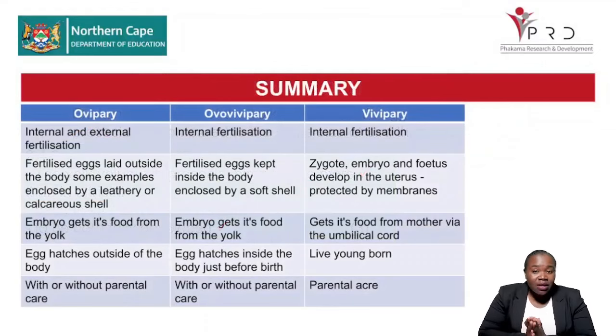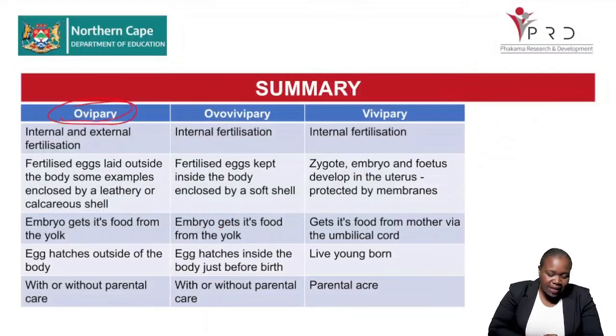Okay, our summary. This summary will help you a lot when looking at ovipary, vivipary, and ovoviviparous development. Now, as we have discussed, you will need to be able to know what type of fertilization happens. Ovipary is the only development whereby fertilization is both internal and external, right? Internal fertilization and external fertilization.